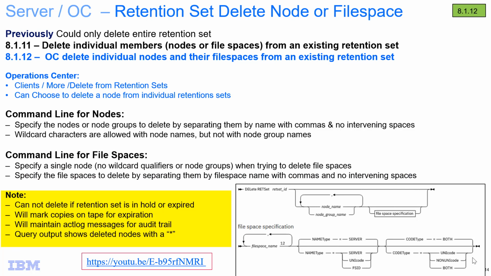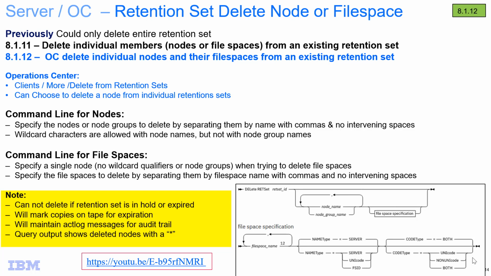We will mark the data deleted, and if that retention set is out on tape, that data space would be up for expiration and reclamation. When you do issue a delete, the activity log information will be retained for the life cycle of that retention set, and this has to do with audit trail capability.